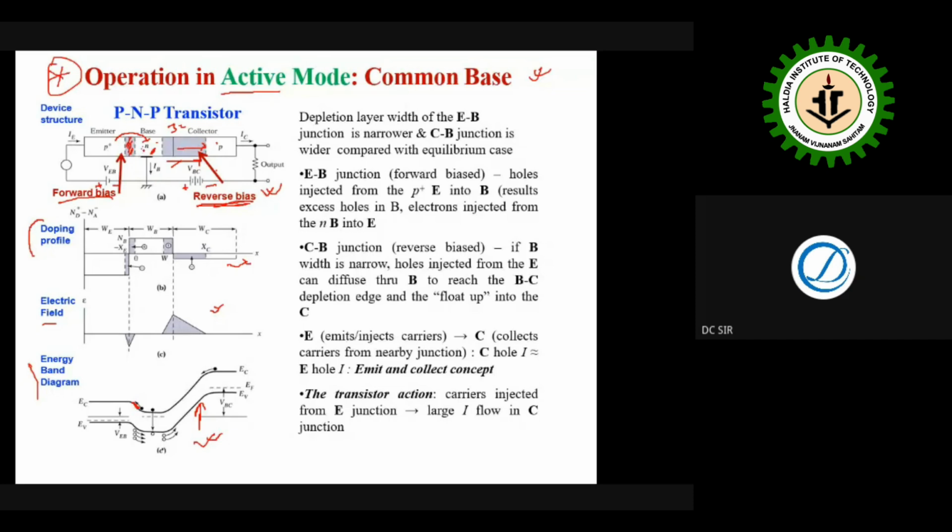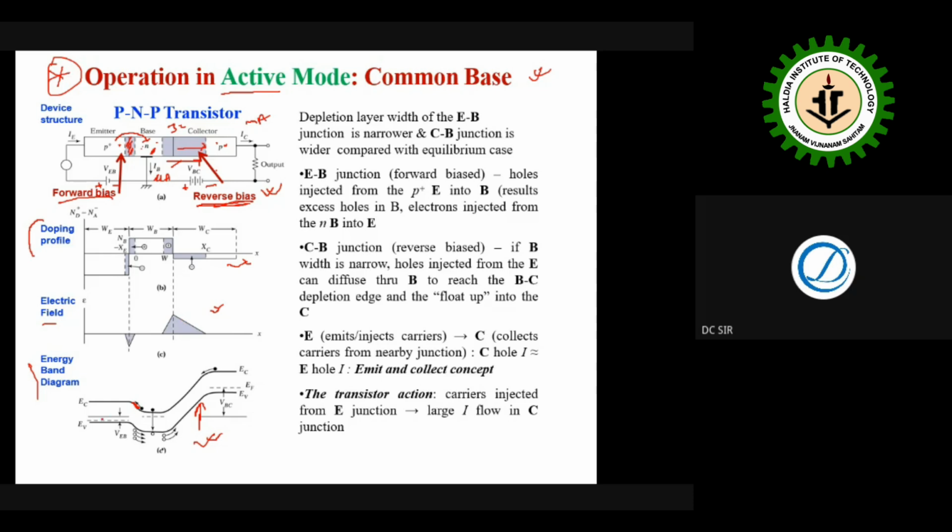where the base only controls this current depending on the biasing. If the current IB, the minority carrier, is increased, the majority carrier recombination is increased, but the recombination rate is very small. Due to that, whatever current flows, that is only the IB. Otherwise, maximum current flows, or carriers flow, from the emitter to collector. That's why we see in the practical session that IB is very small, in terms of microampere, whereas collector current or emitter current is in terms of milliampere.